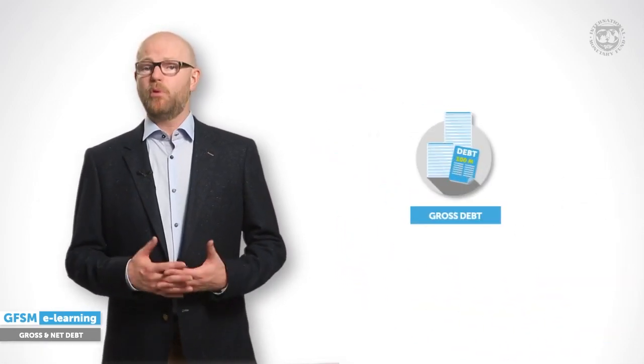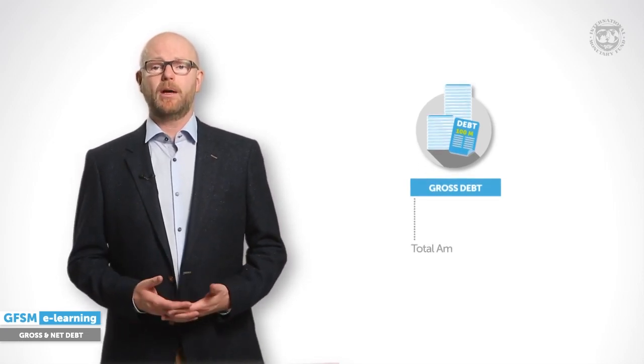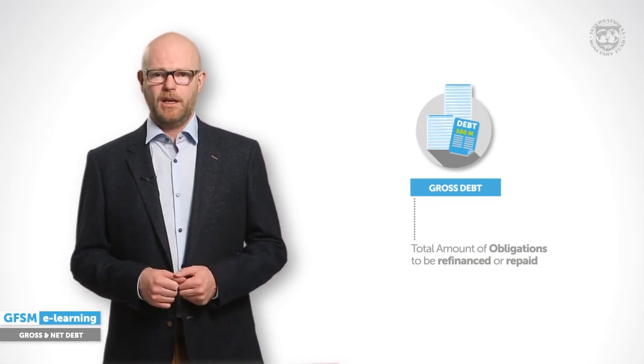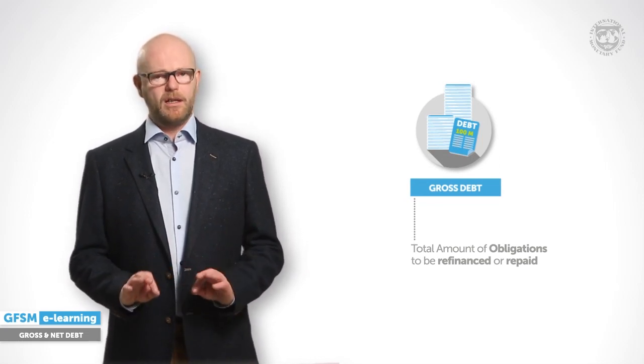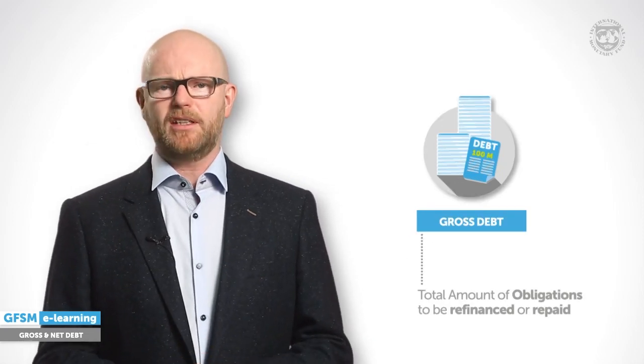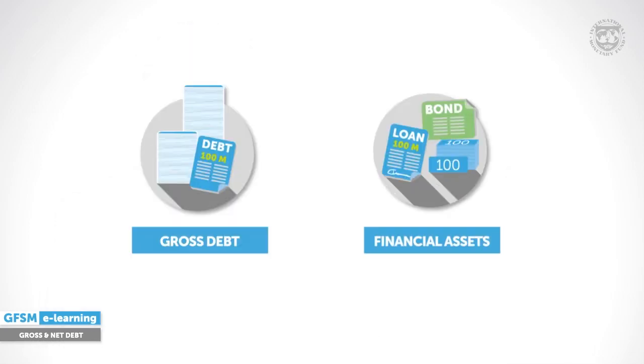Gross debt is an important measure for the assessment of the fiscal position. It shows the total amount of obligations that have to be refinanced or paid back in the future. This means other sectors have a clearly defined claim on the government. However, if you want to assess the capability of government to repay its debt, an approach would be to take financial assets into consideration. After all, government financial assets are claims on other sectors and therefore can, in principle, be used to pay off the debt.